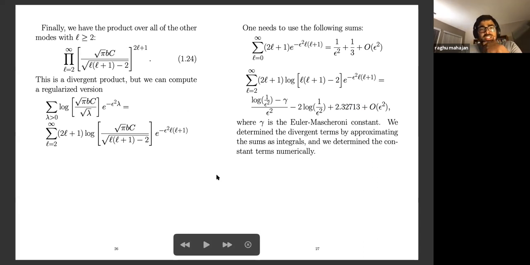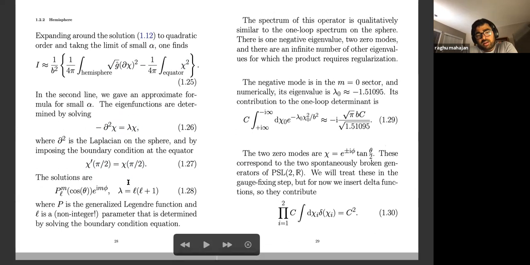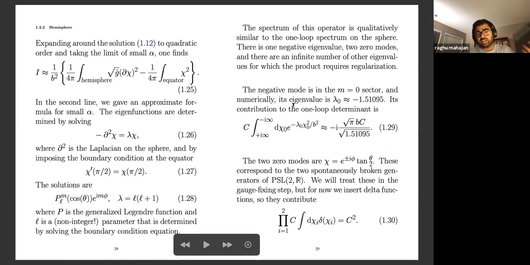The one loop part of the disk is similar. So here, the fluctuation has a bulk action that just looks like grad chi squared, but it has a boundary term, chi squared. So this is a quadratic action. You might think you are just solving an eigenvalue problem for the Laplacian on the hemisphere, but with these Robin kind of boundary conditions. It's not Dirichlet or Neumann. It's that the derivative has to equal chi at the equator. And this problem is then qualitatively similar to the sphere.